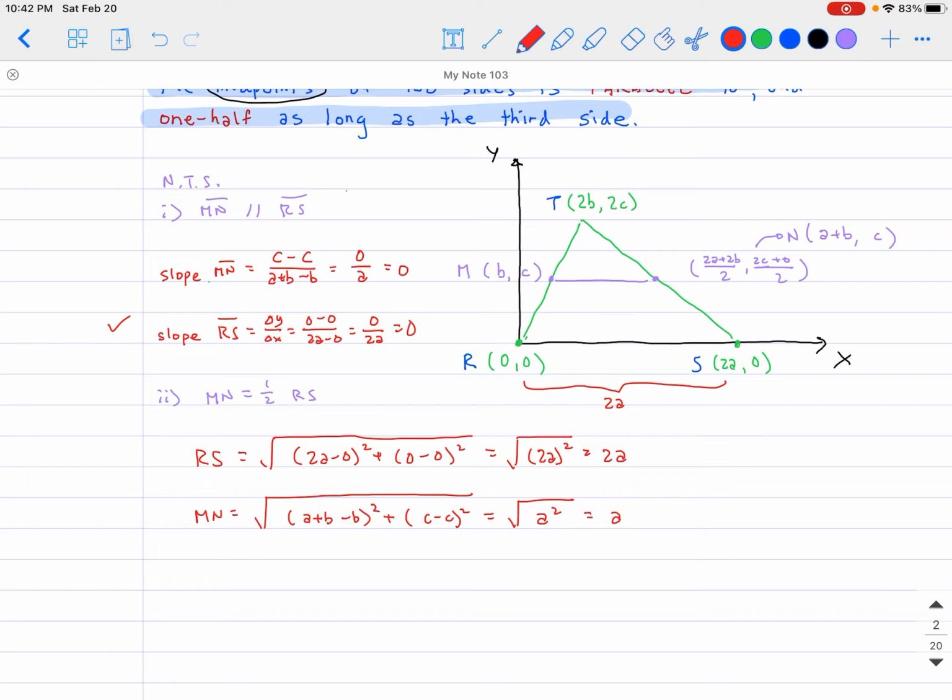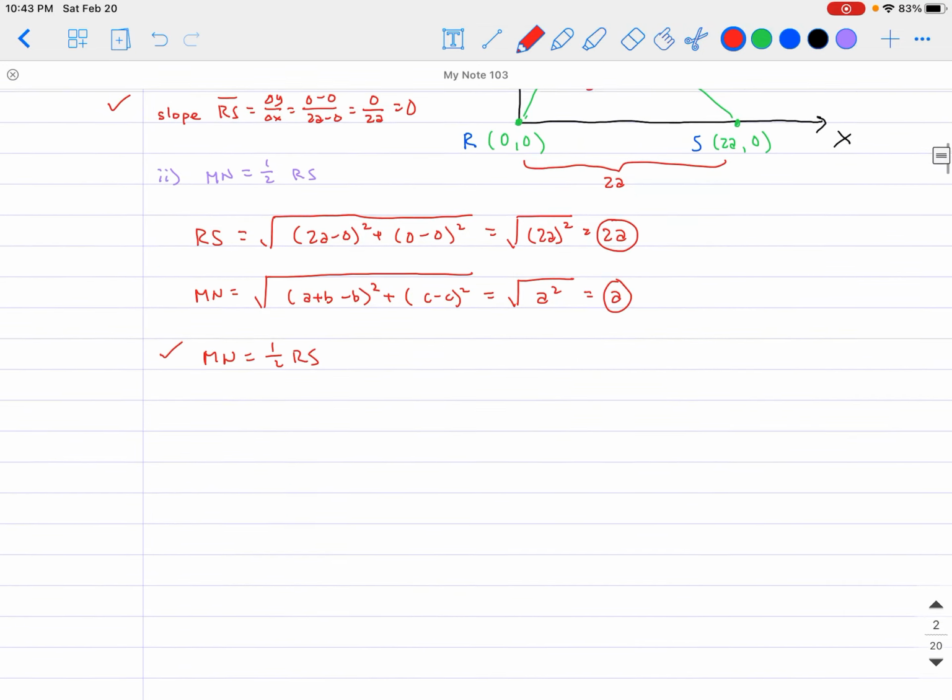So right there, you can see that since one is equal to 2a, the other one is equal to a, then that's exactly what I want. And therefore, MN is equal to 1/2 of RS. So there's your proof, right? A lot easier in this case.